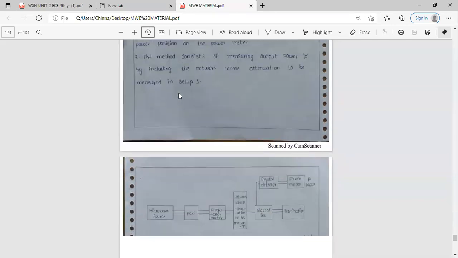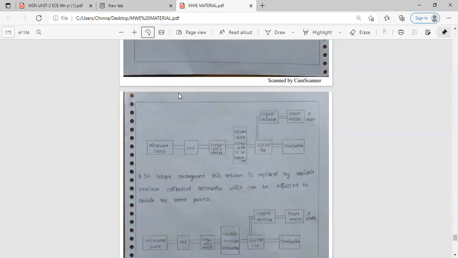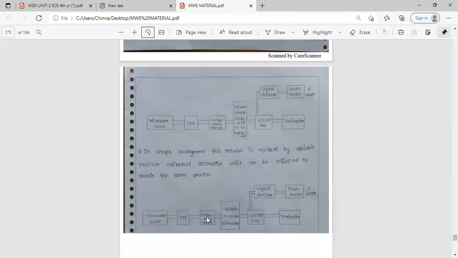So here you can see the block diagram: microwave source and pad, frequency isolator. Pad means they will use some type of isolator or attenuator. Network whose attenuation is to be measured, crystal detector and power meter in watts, slotted line section and terminal. In the setup, this network is replaced by a variable precision calibrated attenuator, which can be adjusted to obtain the same power.